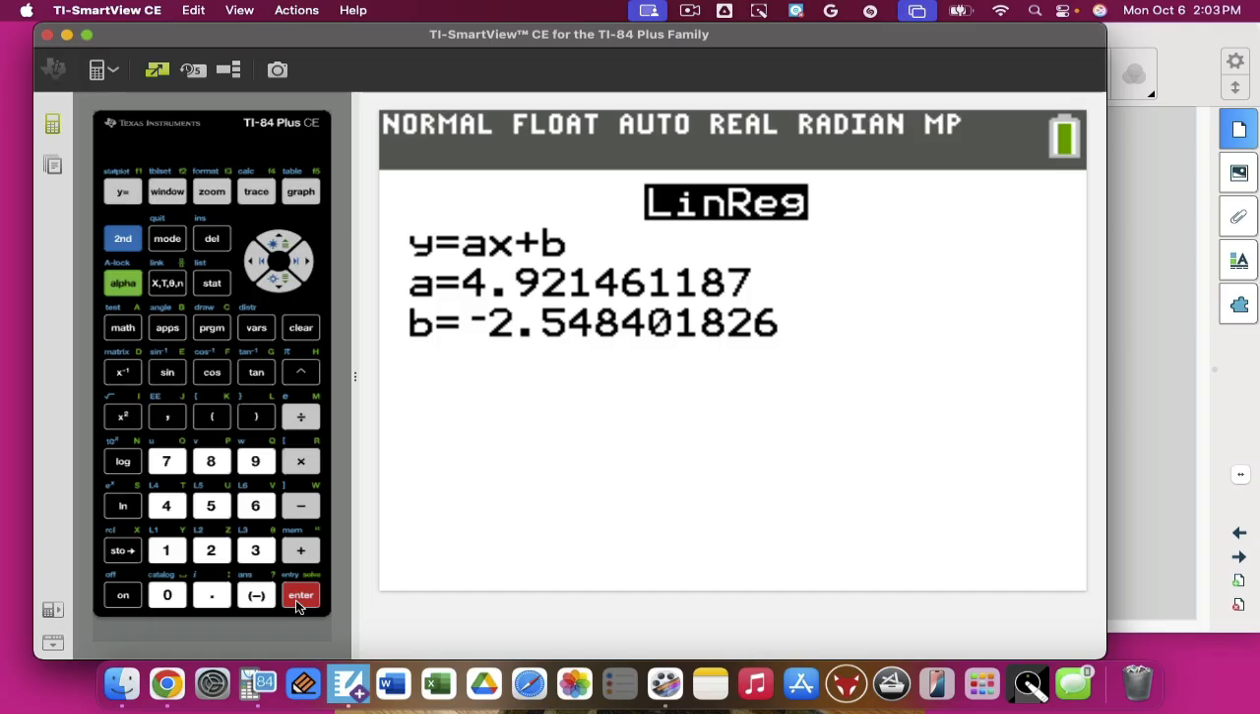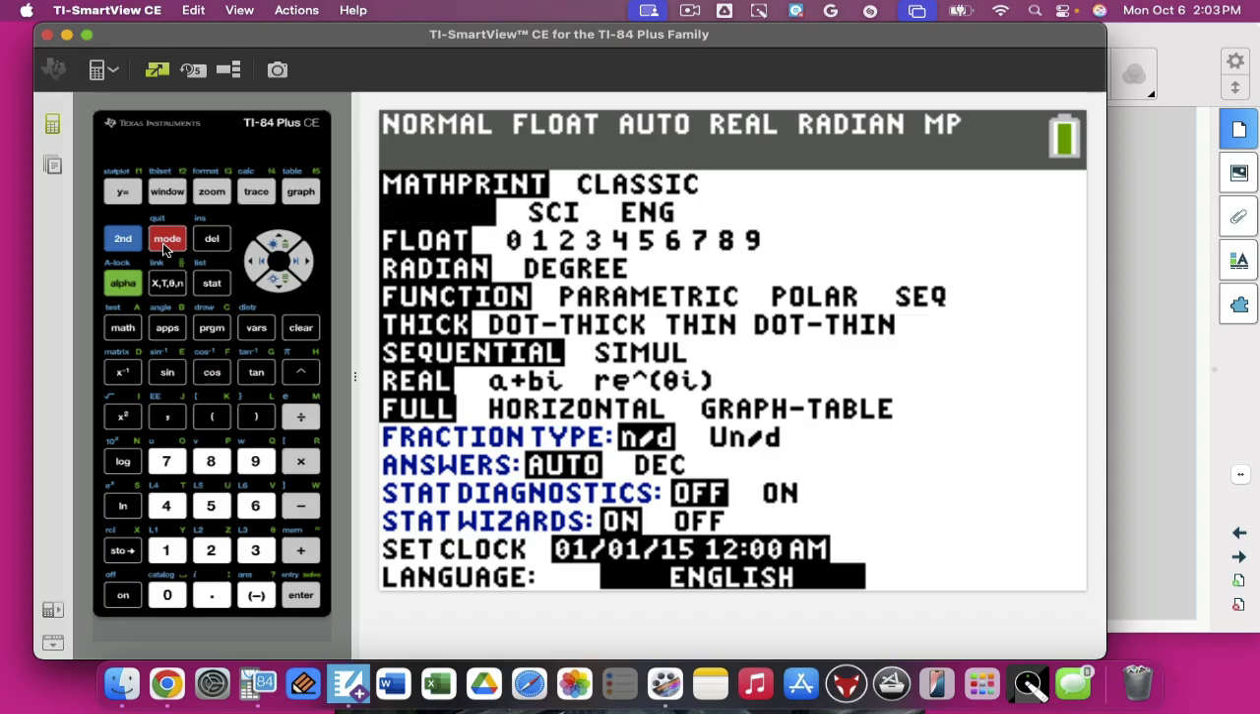Let me show you something, okay? I want you to hit mode. Probably not a screen you spend a lot of time on. Don't you have something called stat diagnostics? Usually people say yes at this point. It's off, isn't it? I think it should be default on, but it's off. Go ahead and turn it on.